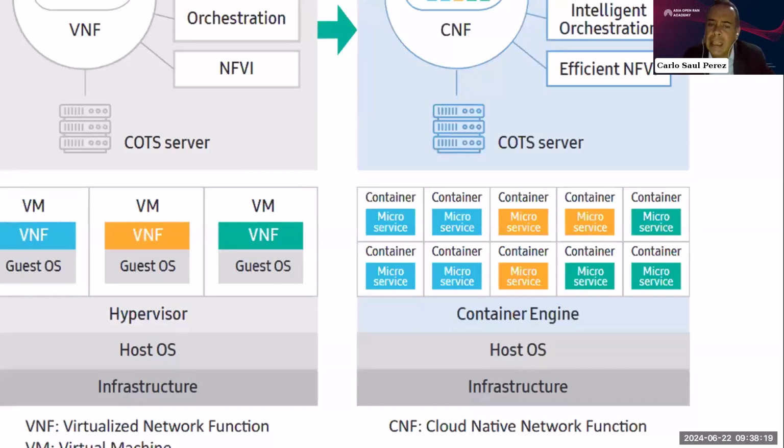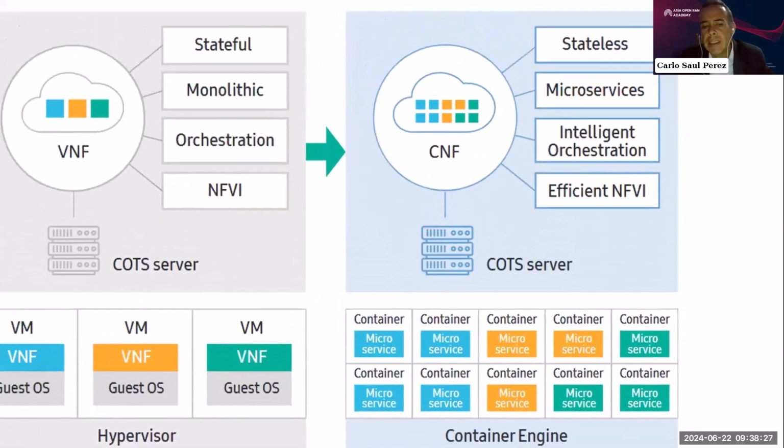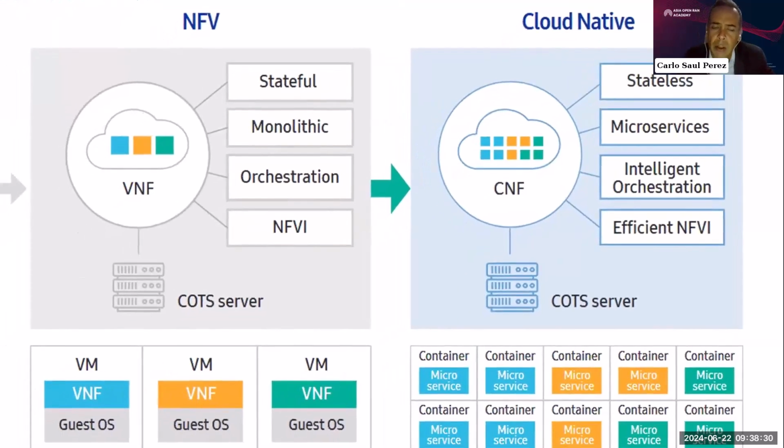So all of these different functionalities, for example, for the core or for the user plane, are put in each of these containers. For this, you use it in a similar way as you have with virtualization: you have this core server or generic server, and over there you have all of these container functionalities. So the main principles here for cloud native are stateless, associated with microservices, intelligent orchestration, and efficient network functionality infrastructure in this ecosystem.